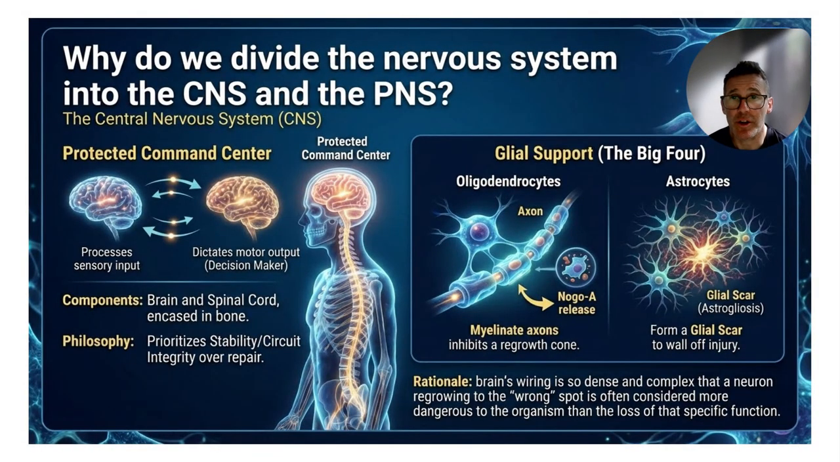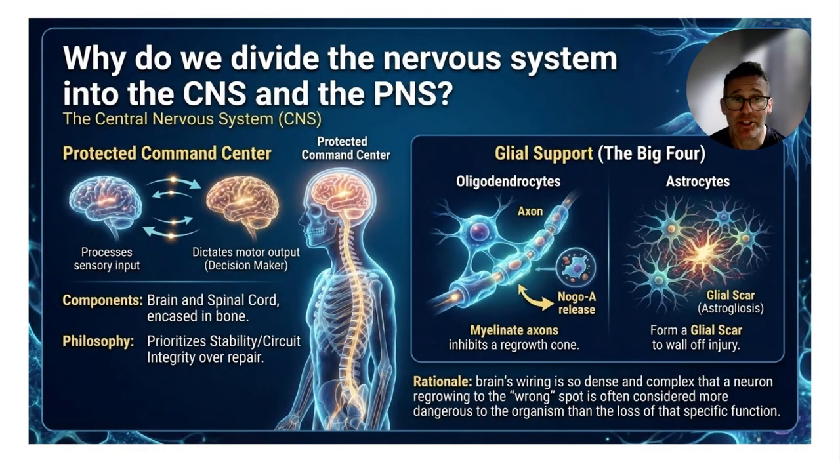So why do we divide the nervous system into the central nervous system and the peripheral nervous system? Well, the central nervous system is the command center. It processes sensory input and then determines what motor output should occur as a result. It's so important to human survival that it's encased in bone. So we have the brain in the skull and the spinal cord in the vertebrae.